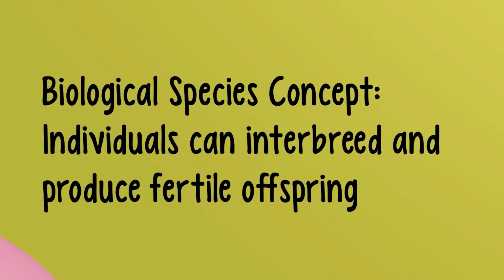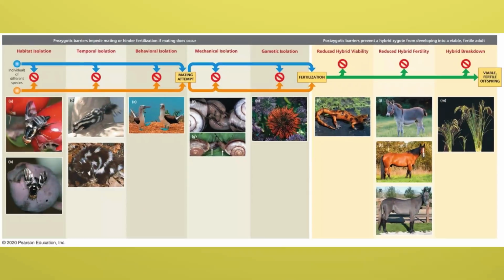The definition that we use is called the biological species concept, where individuals are considered the same species if they can successfully mate, interbreed, and produce fertile offspring. There are reproductive isolating barriers that will keep species apart. These barriers are classified as to whether they are prezygotic or post-zygotic. Remember, the zygote is that initial fertilized egg, when the sperm and the egg fuse during reproduction.